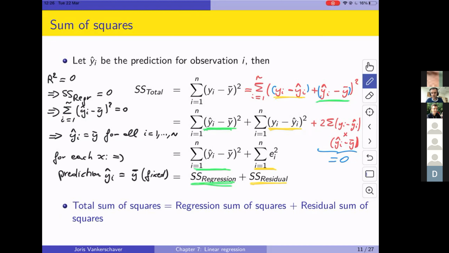Jong-Won, does that make sense? The follow-up question is, can we have R squared 0 even if the prediction line has a certain slope?